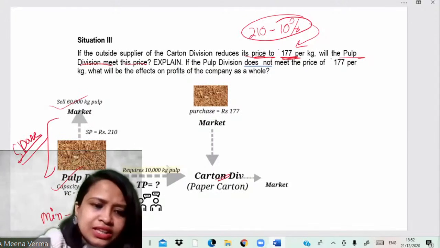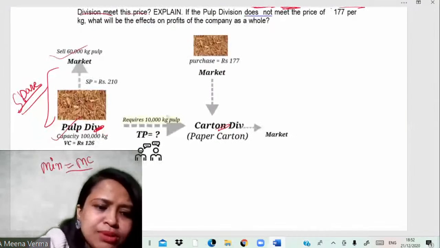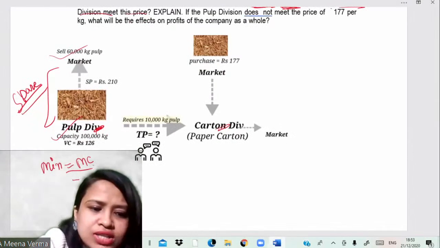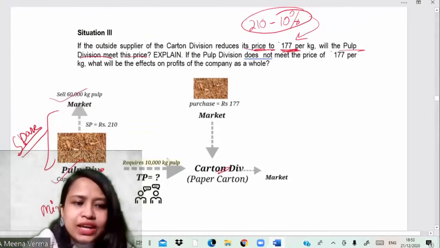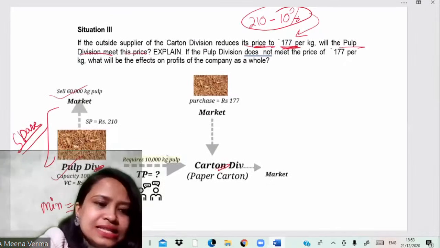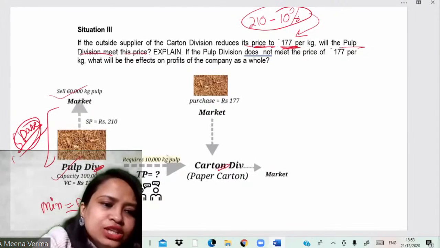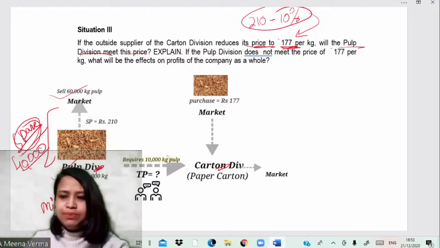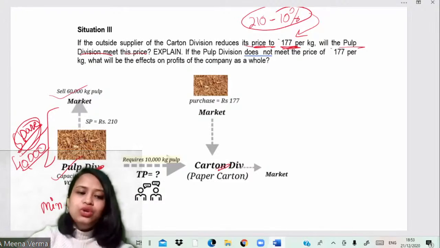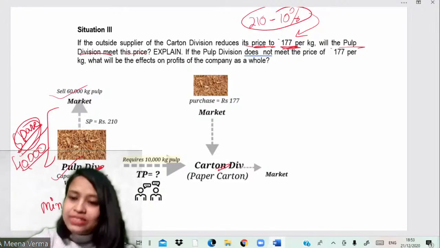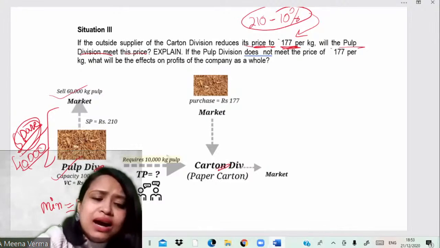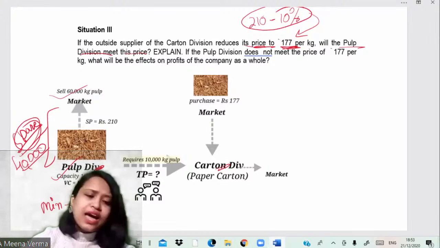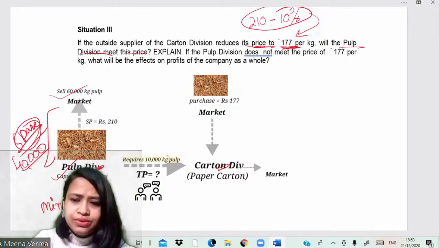Okay. See, the pulp division can quote the minimum price as the marginal cost, which is rupees 126. They can quote this price. Why can they quote this price? Because they still have unused capacity. You can see here, they can still produce 40,000 kg of pulp. For that unused capacity they can produce and sell the goods at marginal cost. The minimum price for that will be the marginal cost.